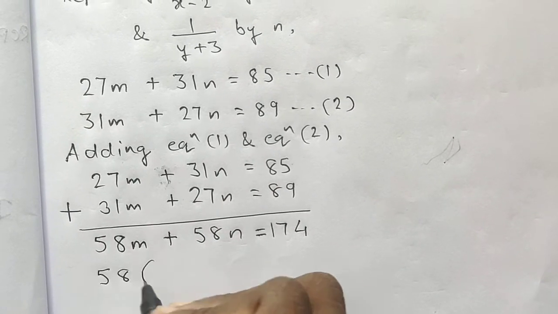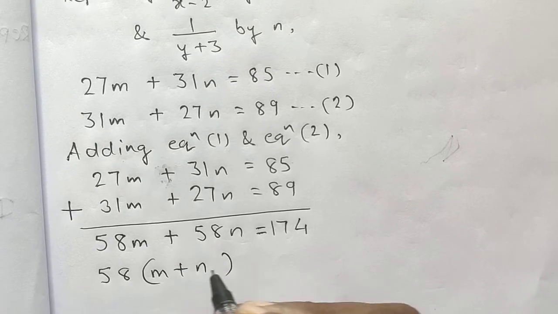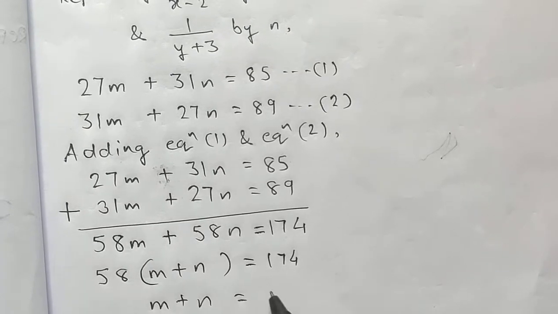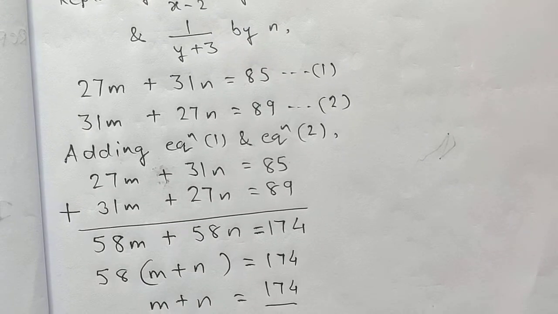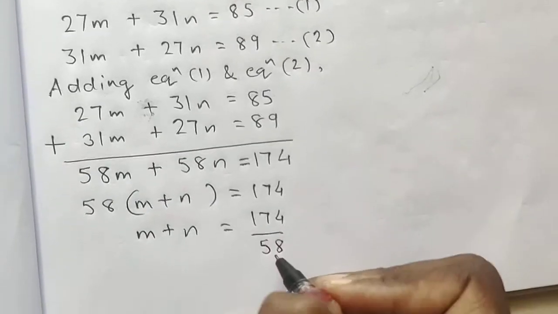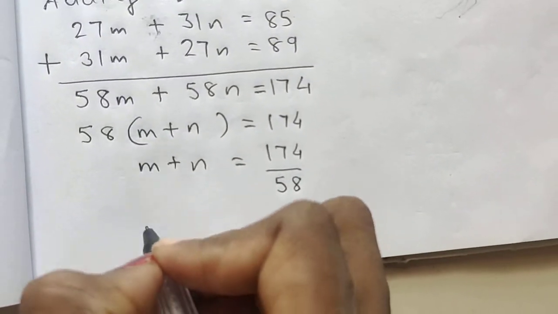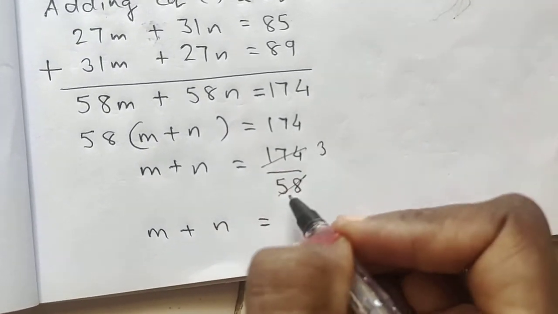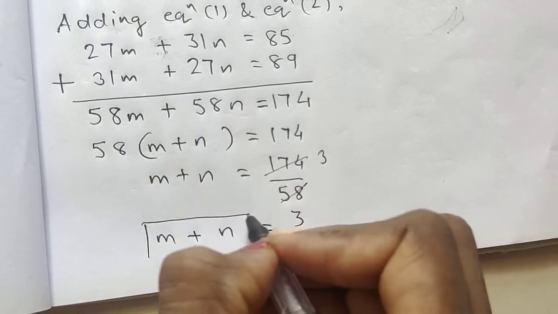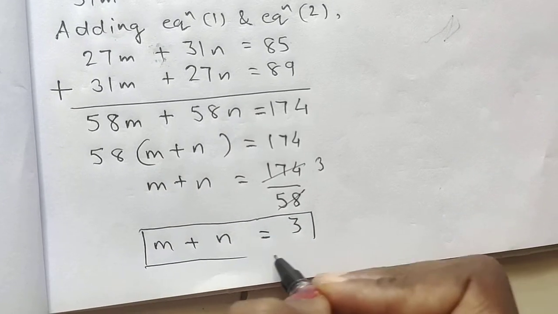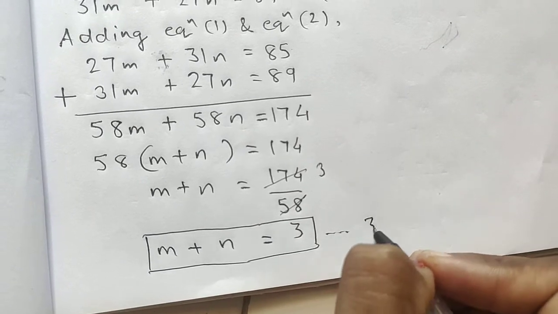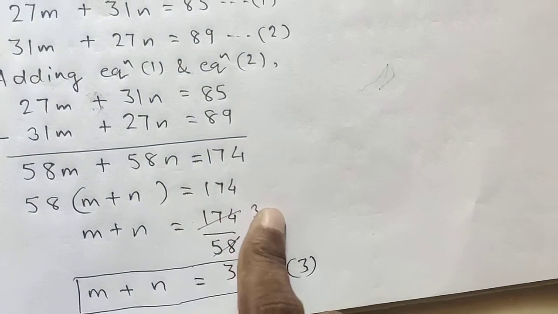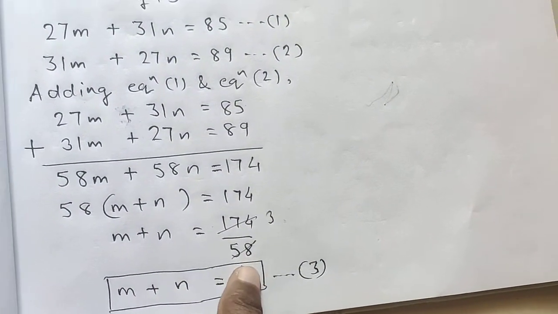Now take 58 common, so what is remaining? m plus n, and here 174. Now transfer this 58 to the right hand side so that it becomes 174 upon 58. Now do the cancellation. You know 58 threes are 174. So in this case you are going to get m plus n is equal to 3. Let us give the name equation 3. Got it now? 58 threes are 174, so we got m plus n equal to 3.